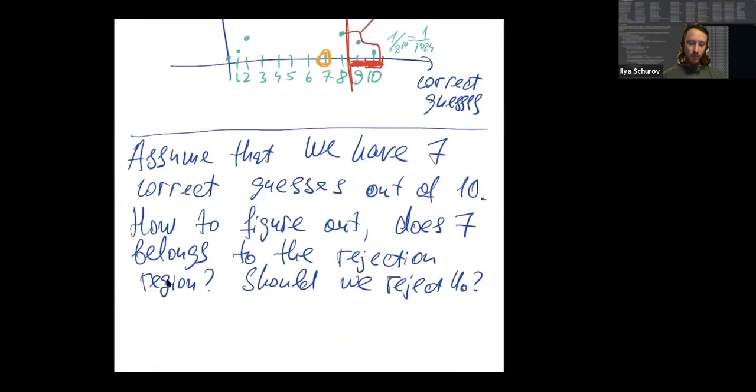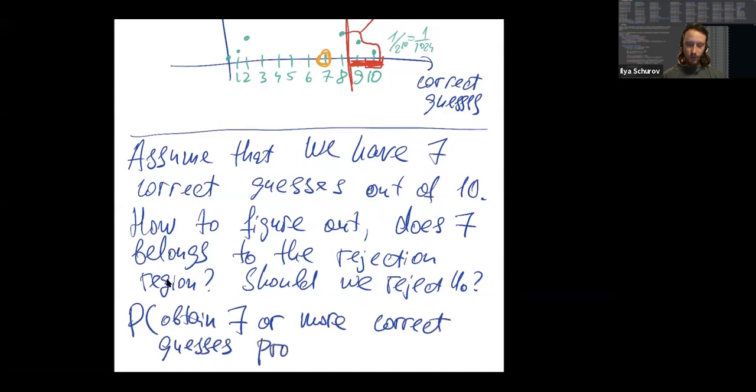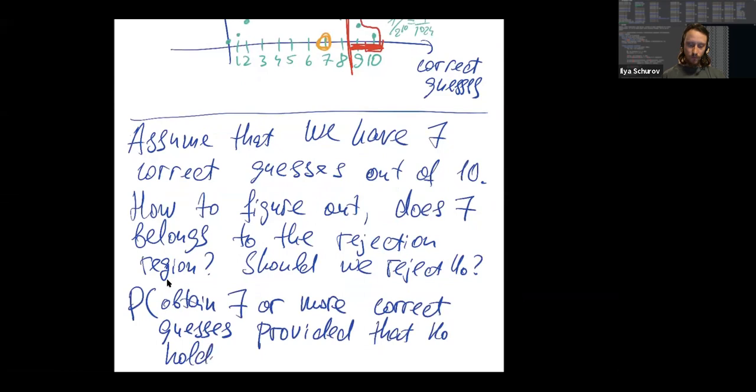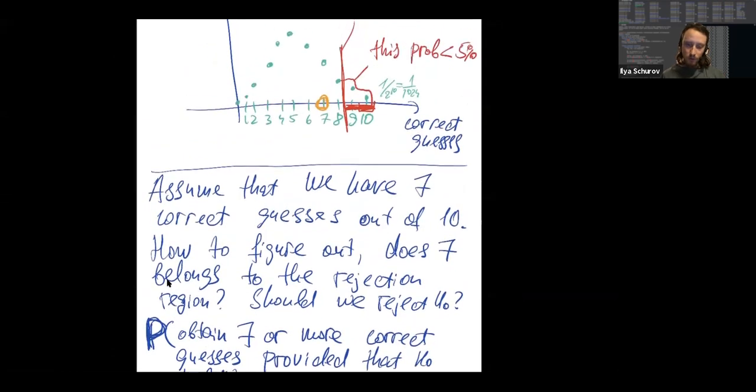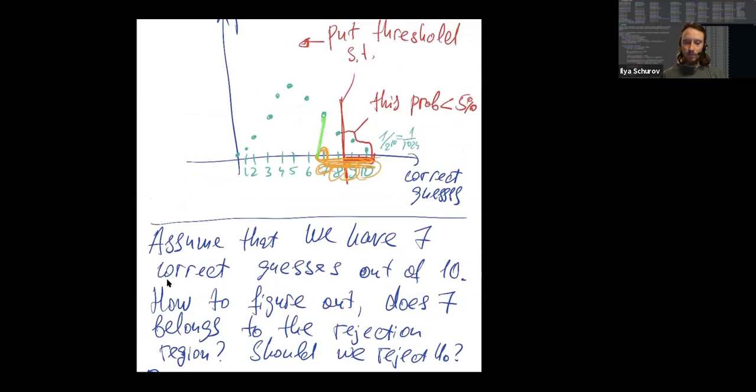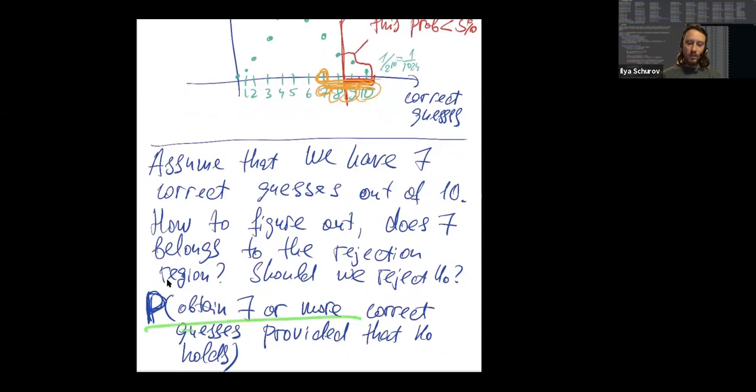So, we can find the probability to obtain 7 or more correct guesses, provided that the null hypothesis holds. This is some probability. So I want to find the probability of this event, that we have 7, 8, 9, 10. And if this probability, so, then let us assume that I know this probability. What happens next? What should I do next?